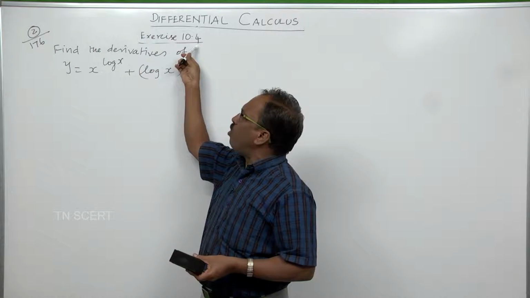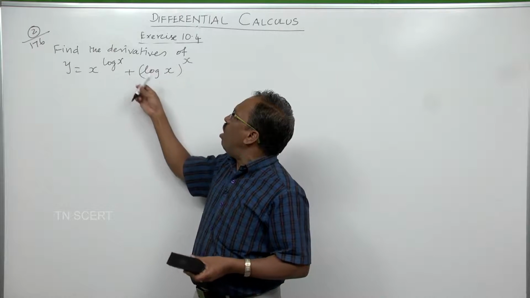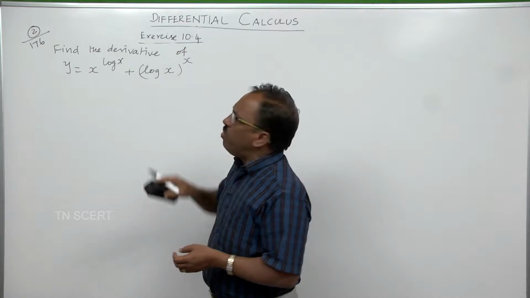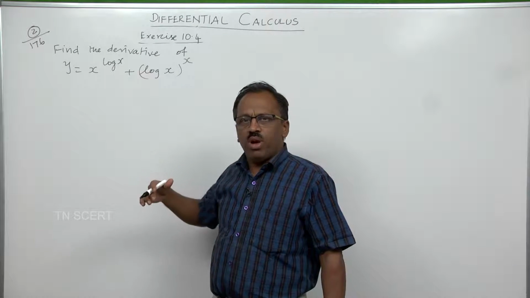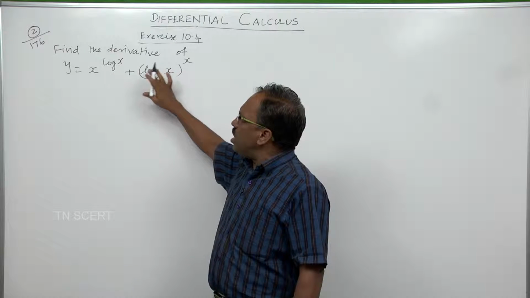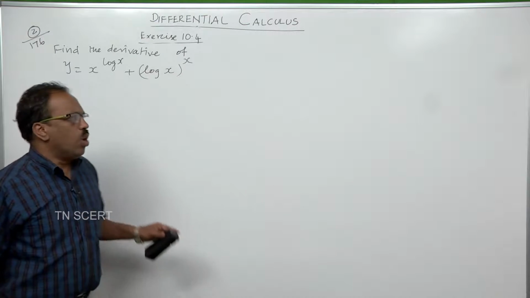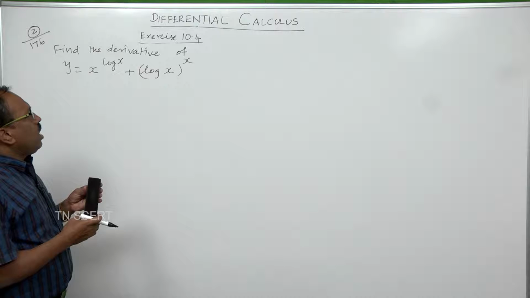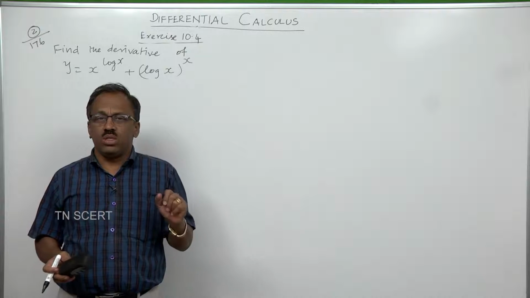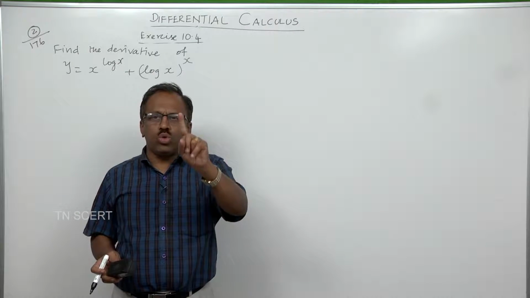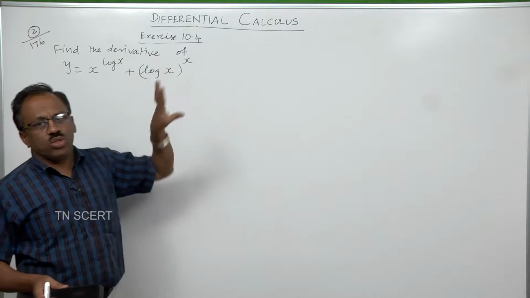In exercise 10.4, the last exercise of differentials, second sum: find the derivative of this. All derivatives, 10 or 15, 26 sums are given, but this is a single sum. So find dy by dx. Derivative means we have to find dy by dx. Here how many functions are involved? By seeing, it is two functions added: here one function, here another function.